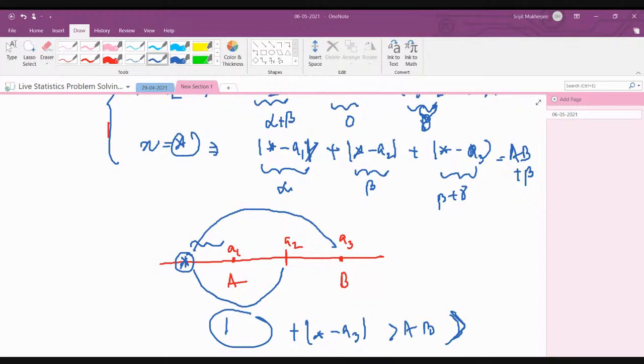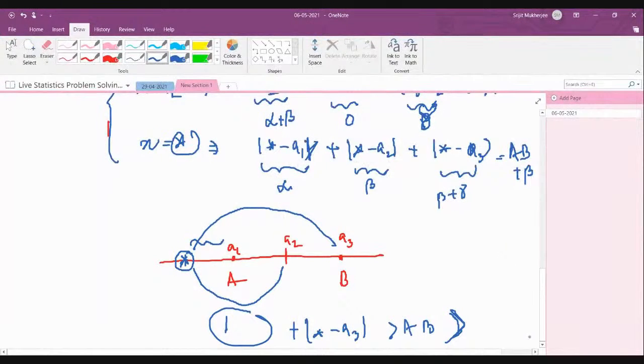So now, we will understand this for a general framework.